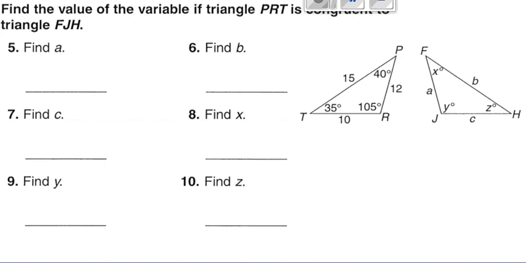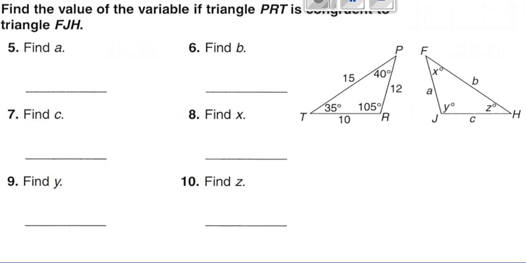Find the value of the variables if triangle PQR is congruent to triangle FJH. So here is where I like to draw my congruent triangle, because sometimes it's easier to identify your congruent parts. Some of you won't need to do that. Some of you will have a keen eye and you'll be able to just identify the identical parts without the third triangle. But I think it's a good habit, especially at the beginning of geometry, until you have trained your eye, to draw that other triangle, the congruent triangle.